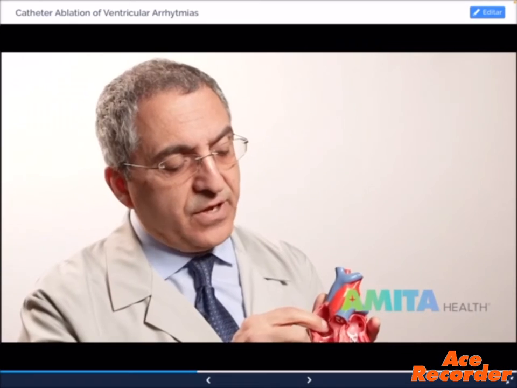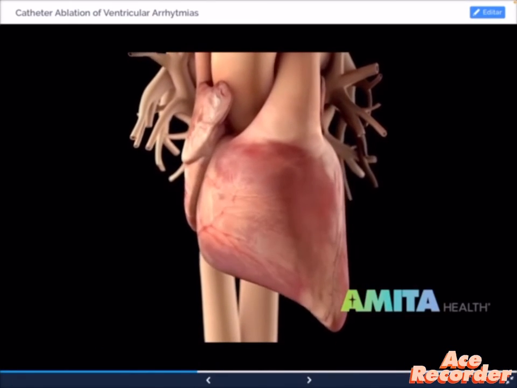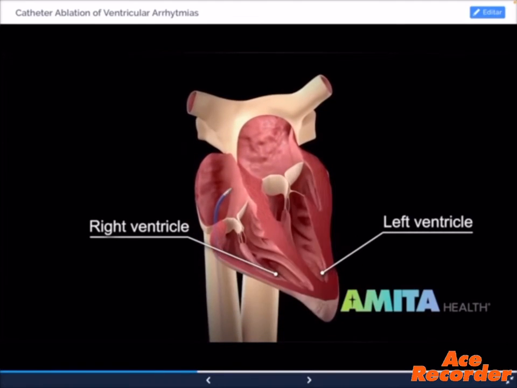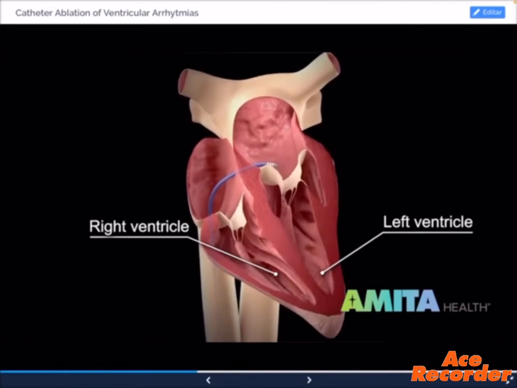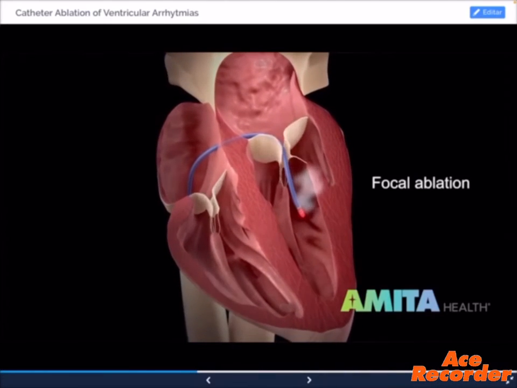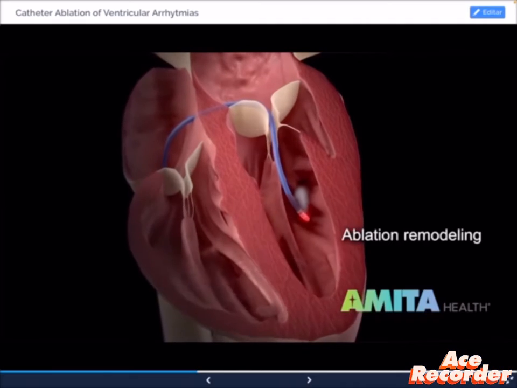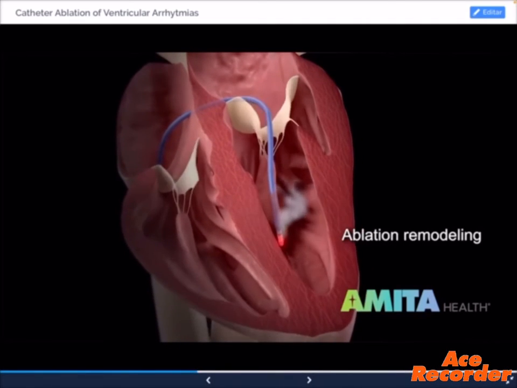So if there is AVNRT, the majority of the time I freeze it, but you can burn it as well. Or if it is some area inside the ventricle, there is one area of the spike, so it is coming and it is causing some extra beats and stuff. It is kind of like a cat and mouse game. I have to find where the mouse is and get it.